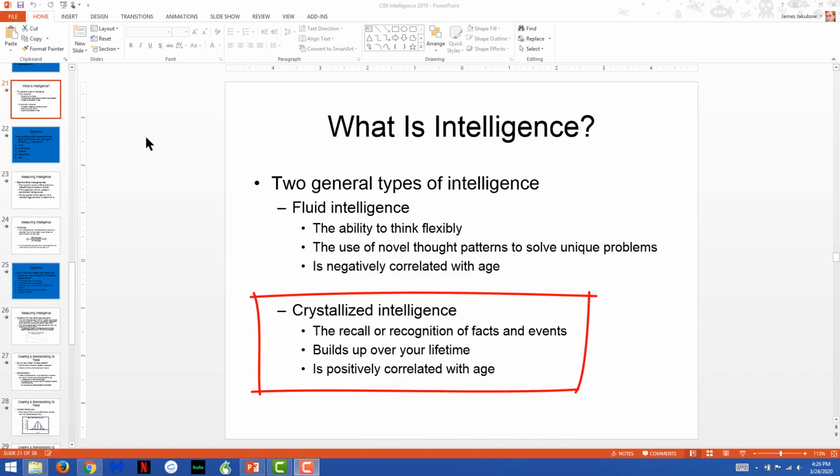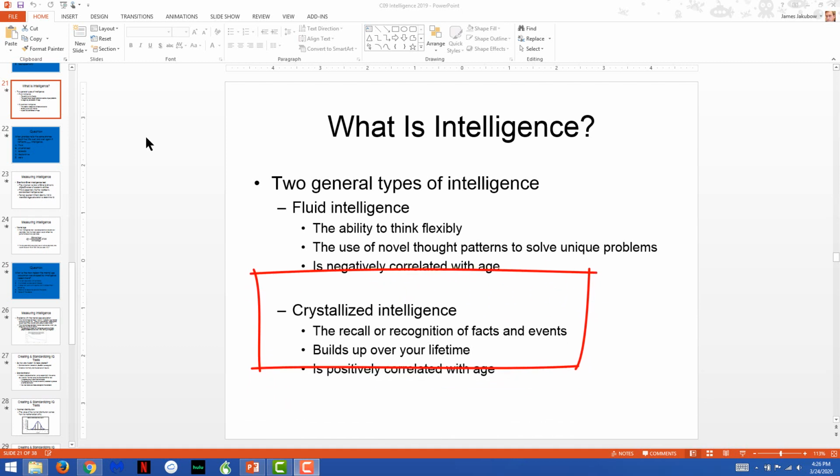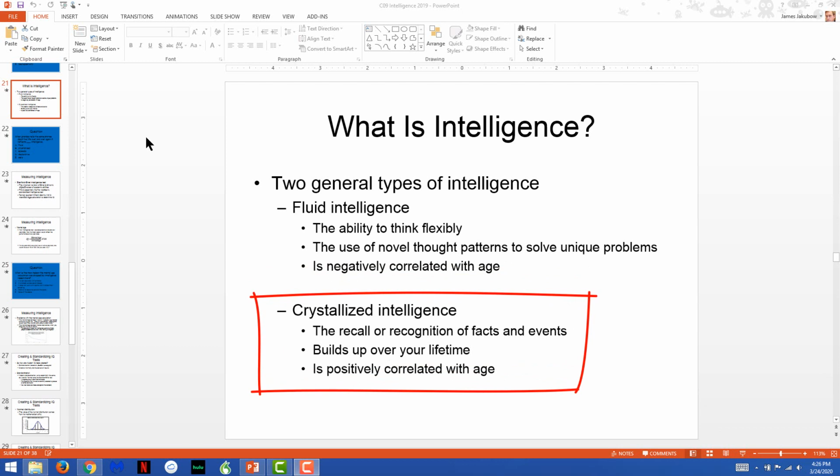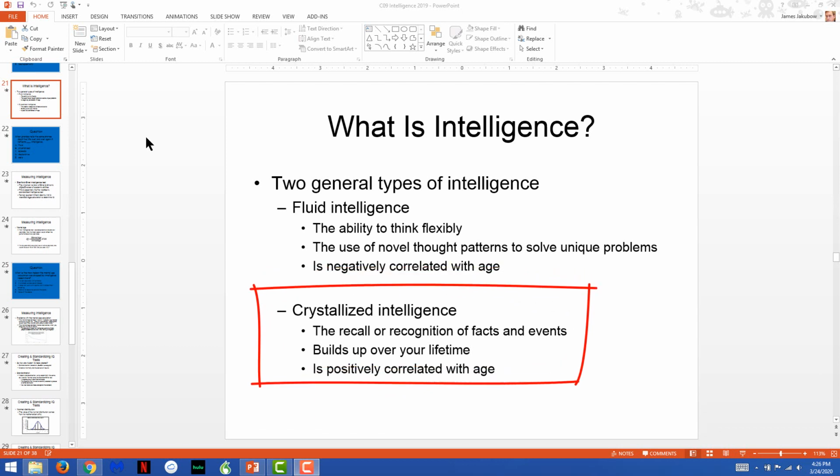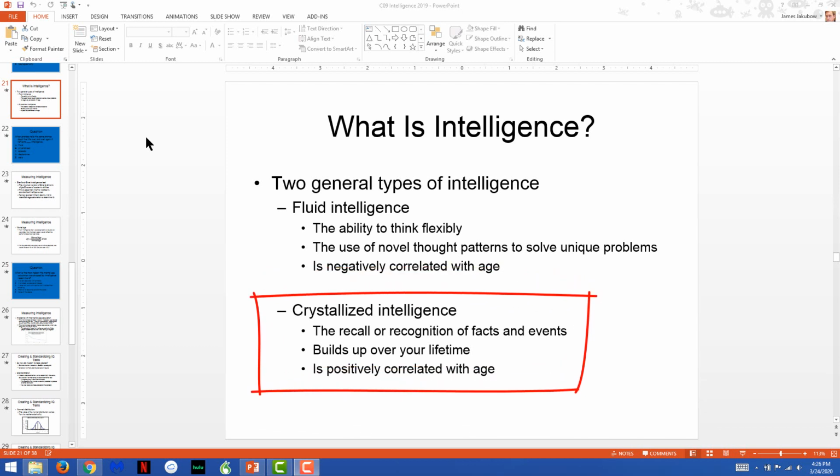So it builds up over the course of your lifetime, and of course it's going to be positively correlated with your age. The older you are, the more facts and events you'll be exposed to, the more vocabulary words you'll be exposed to, the more information you'll actually have to contribute at a later age. And so crystallized intelligence tends to increase over the course of your lifespan.